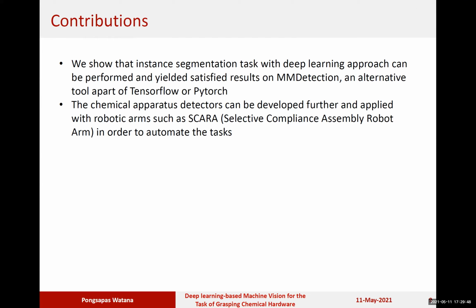Could you please repeat the question? What new scientific knowledge did you obtain during your master thesis work? I think it is not that purely scientific, but we show an alternative that can perform deep learning tasks. What alternative? MMDetection. Well known. And what is the alternative to MMDetection? I mean, MMDetection is an alternative to TensorFlow or PyTorch. It's well known. It's not your result. We know already.